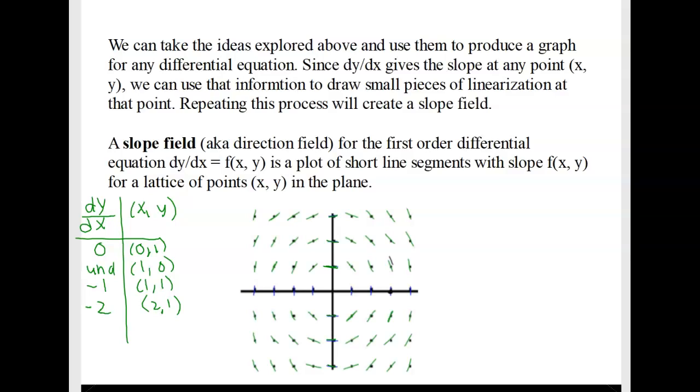What if I went to the point (1, -1)? And how about the point (2, -1)? -2. No, +2. All right, calm down. So what are you noticing as we're working our way out? They are flipped about the x-axis.